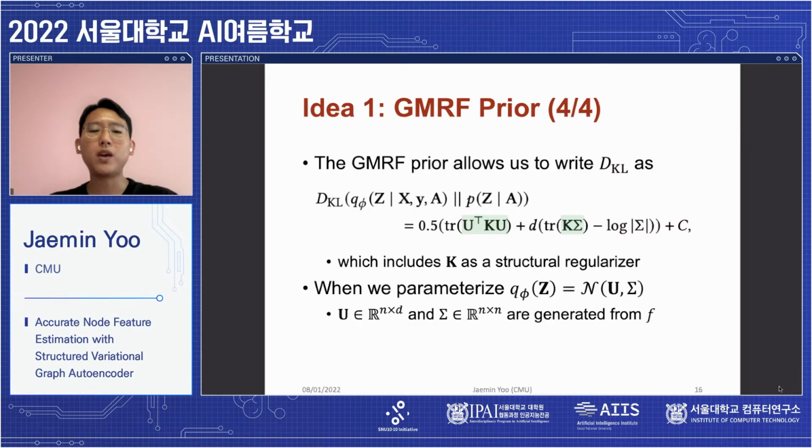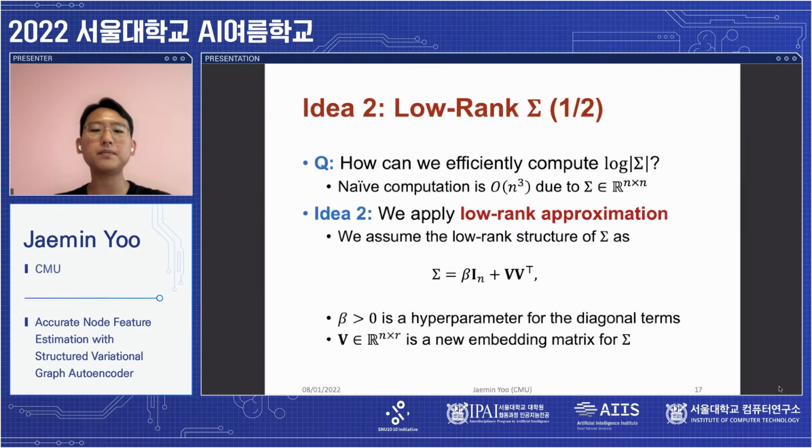As a result, this Gaussian Markov random field-based prior allows us to rewrite the KL divergence term as follows, which includes k as a structural regularizer. This is the result of parameterizing the distribution of Z as a Gaussian distribution whose mean and covariance are represented as U and sigma. So based on this rewritten KL divergence, we can regularize the distribution of Z, but there are still challenges that need to be solved.